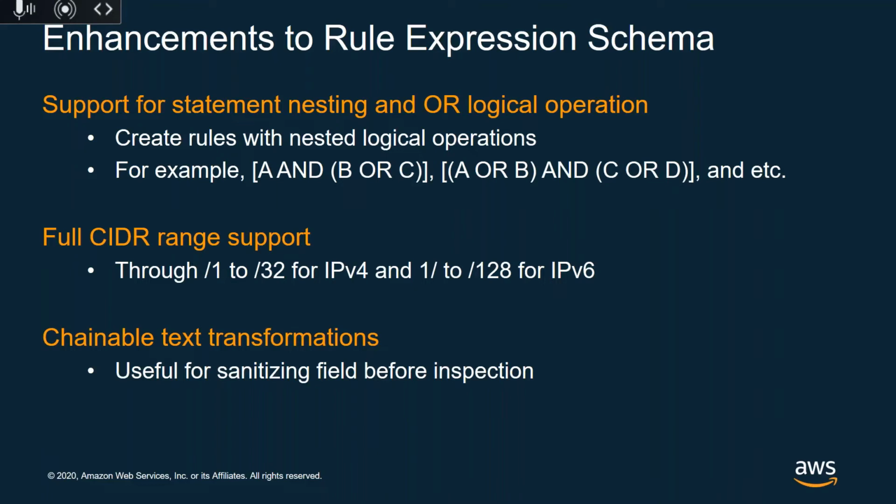Instead of writing rules to try and capture the nature of how the request came in, you can do some sanitization ahead of time to make that rules processing easier. And so all of these enhancements are part of the new WAF API v2, and you can use those today.